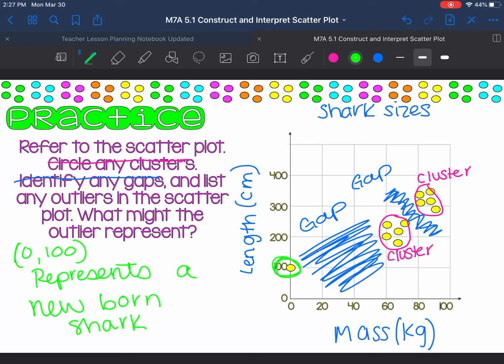Think about some things that you think that it might represent. Now what I want you to do is hop back on over to Teams and you're going to have an assignment today. Your assignment's going to be a little different. Instead of being in Microsoft Word on Teams, it's actually going to be an interactive PowerPoint. Make sure you read the directions.